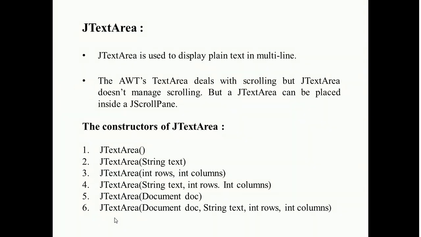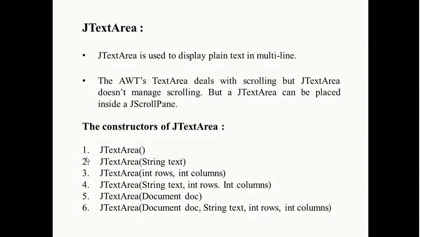The sixth constructor is JTextArea document doc, string text, int_rows and int_columns. The sixth constructor has 4 parameters. First is document doc, string text, int_rows and int_columns. This constructor creates a new text area with initially text specified in the text area and also number of rows and number of columns in specified document model.